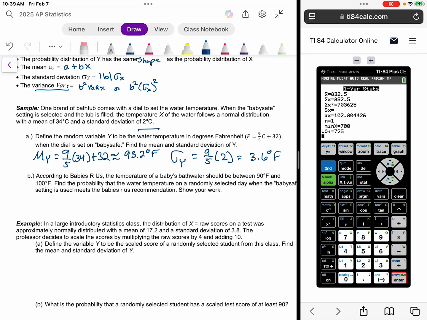Again, we have everything down here in America in Fahrenheit and so forth, and most of the rest of the world uses Celsius is what they end up doing. So this is how we can convert it over. According to Baby R's Us, the temperature of the baby's bathwater should be between 90 and 100 degrees Fahrenheit.